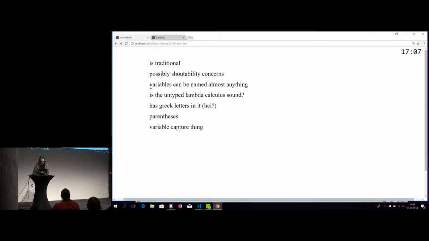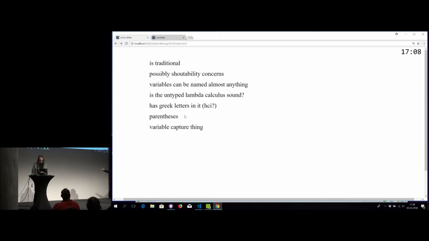And then you get to stuff like how you can name the variables. If you have the letter I and the word I for different things, it can be hard to tell apart. And there's also this thing that the variables can be named almost anything, and at the same time, the names don't really matter, right? Because you have this alpha renaming thing where you can just change the name. And it has Greek letters in it. It has parentheses in it. And it has this variable capture thing.